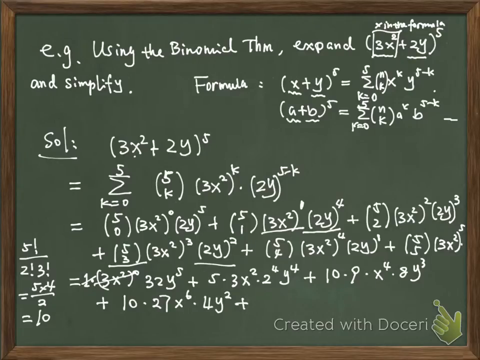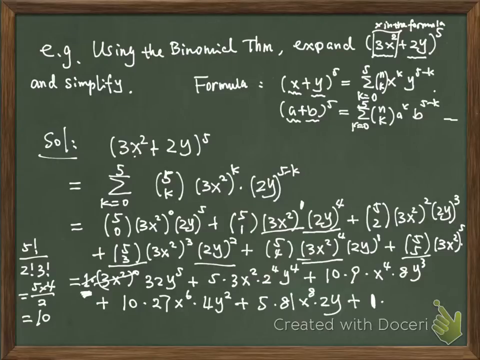5 choose 4, that will be 5 times the 4th power of 3x squared, that is 3 to the 4th, so 81 times x squared to the 4th, that's x to the 8th, times 2y. Okay, plus the last term here, 5 choose 5, again by symmetry, that's 5 choose 0. We've calculated that number, it is 1. So 5 choose 5 is also 1.